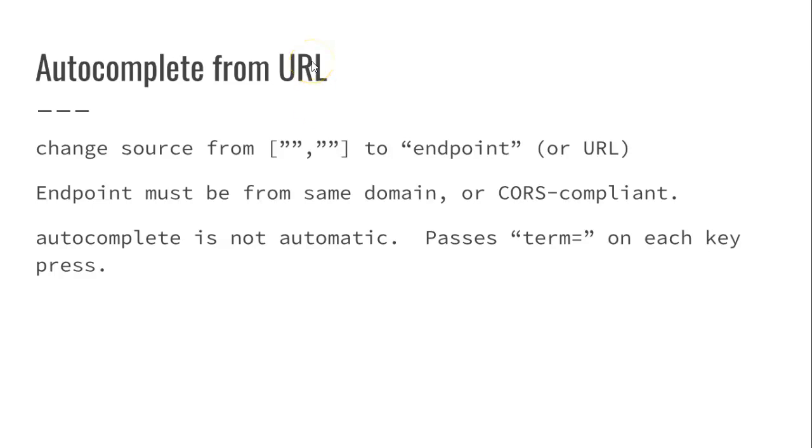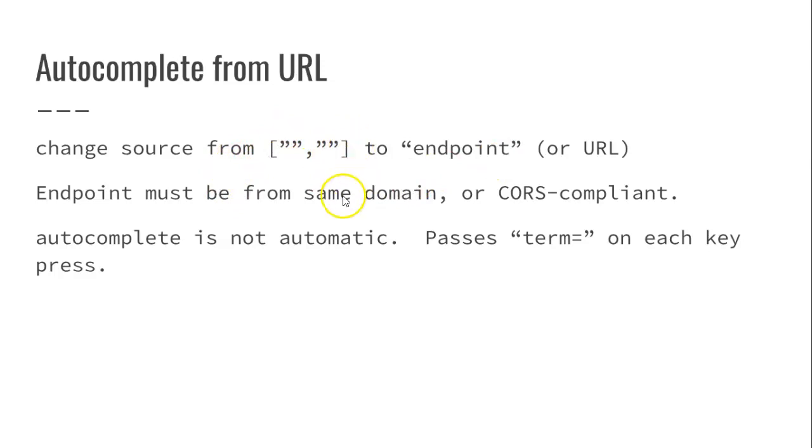However, if the value that corresponds to source begins with a double quote and ends with a double quote, it assumes that that is some kind of endpoint or URL, where that URL is going to return a list of items that qualify for the autocomplete. So, subtle but very important, because if you happen to put quotes around the brackets, it'll think that's a URL.